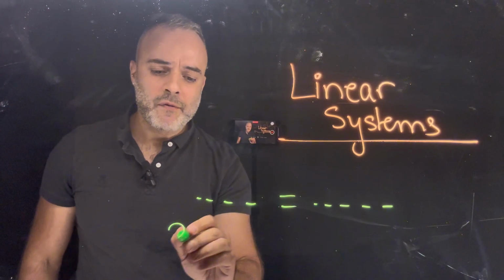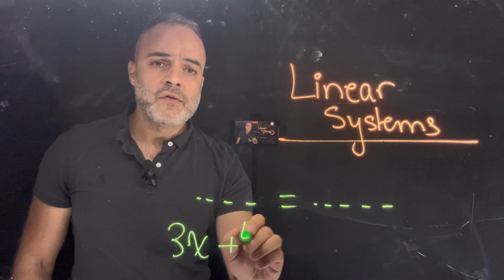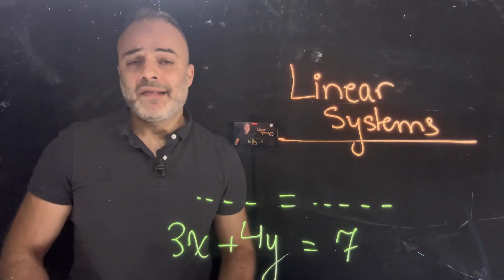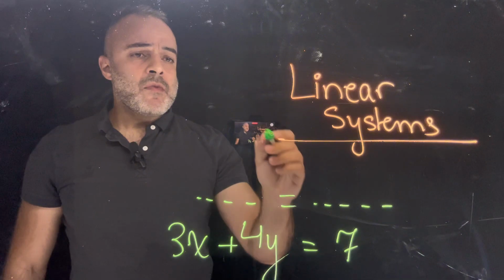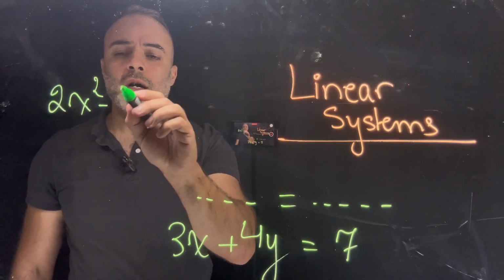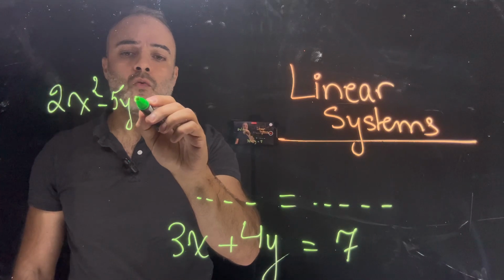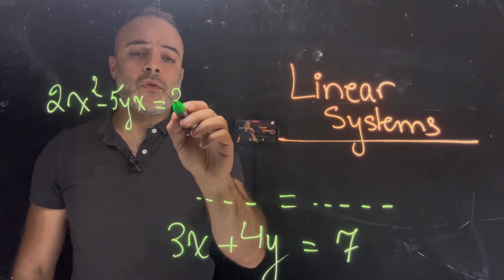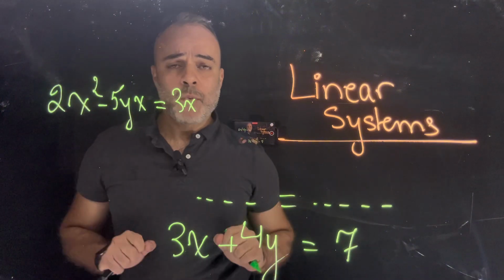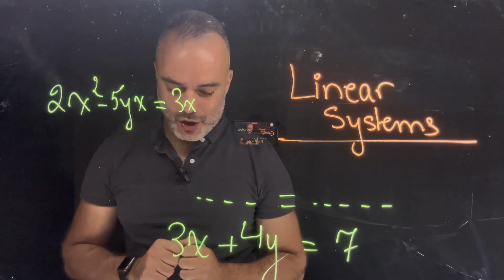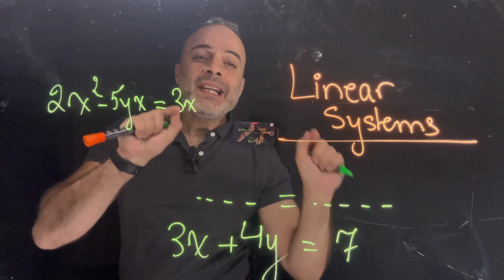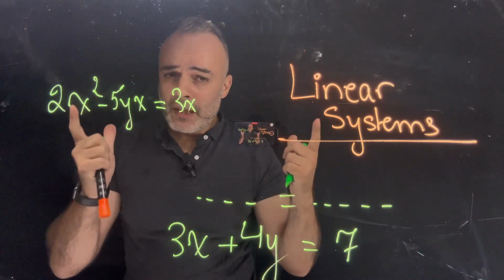For example, you might have 3x plus 4y, let's say, equals 7. That's an equation. Or maybe you might have 2x squared minus 5xy, or yx, whatever, is equal to 3x, for example. That's another equation. So whenever you have a two-sided expression, we call it an equation. Now, when do we call an equation a linear equation? When do we call it linear?